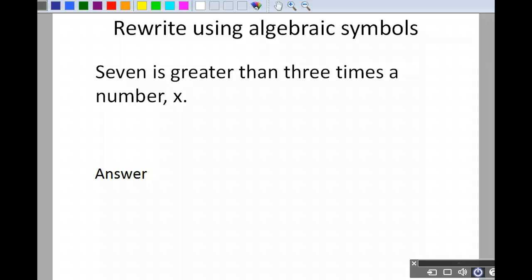Rewrite using algebraic symbols. 7 is greater than 3 times a number x. Notice when we write multiplication, we no longer put an x to represent multiplication. We put the coefficient or the constant right next to the variable. And just because they're side by side, that indicates that multiplication is going on.